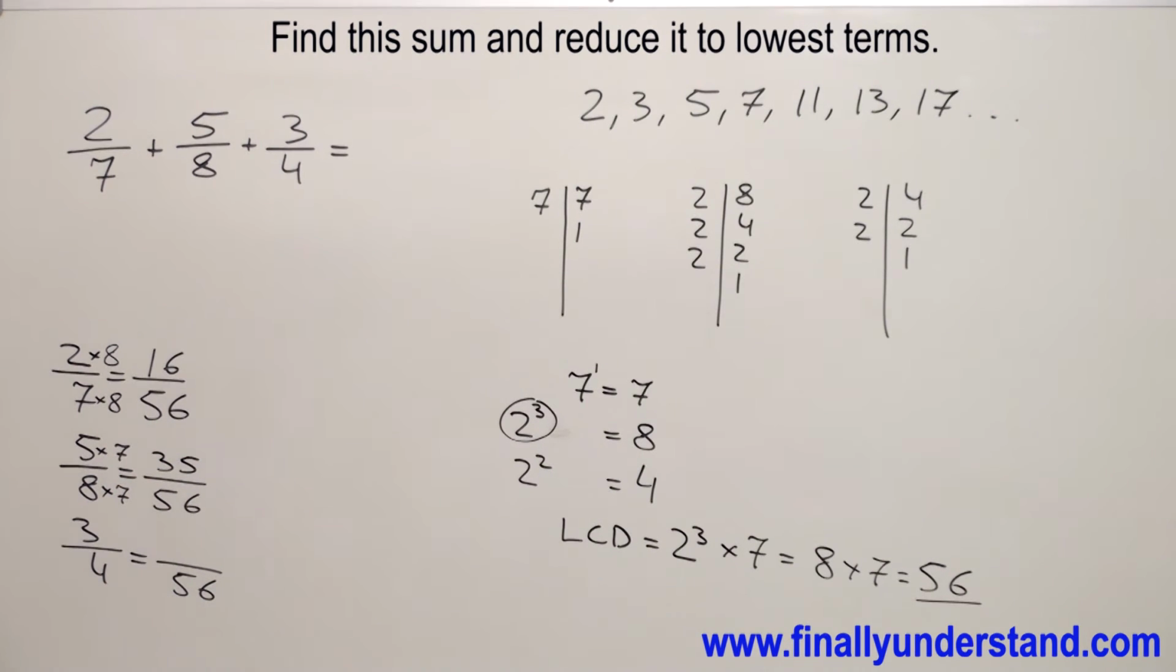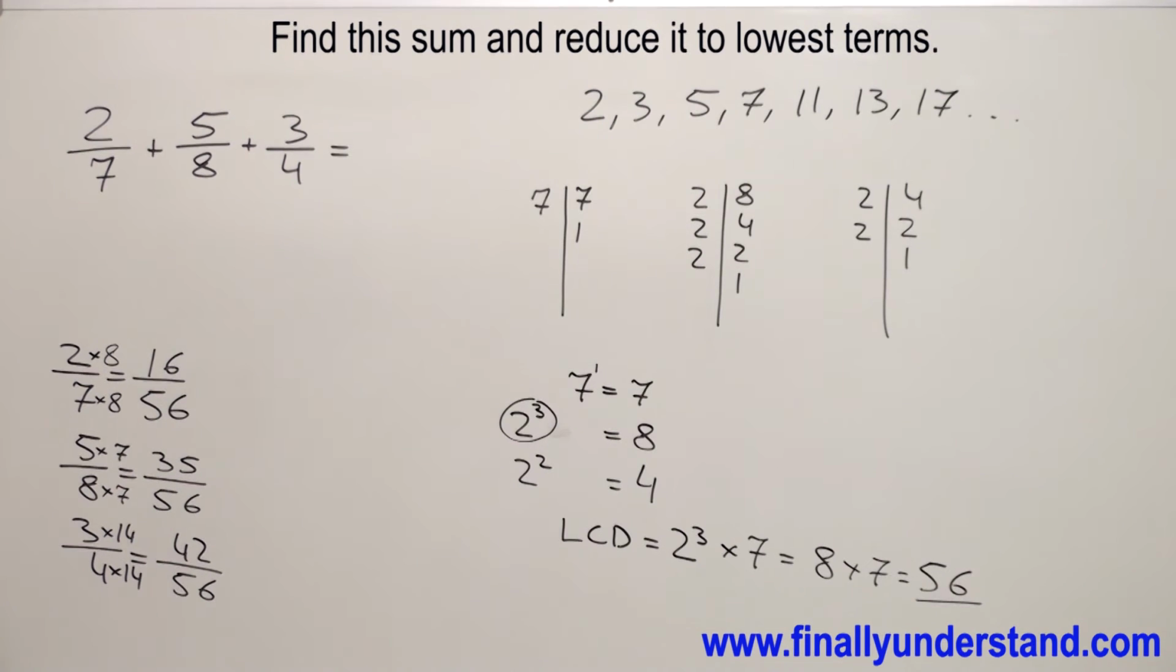By what number do I have to multiply 4 to get 56? By 14. 4 times 14 is giving me 56. 3 times 14 is: 3 times 10 is 30, 3 times 4 is 12, so that is 42.